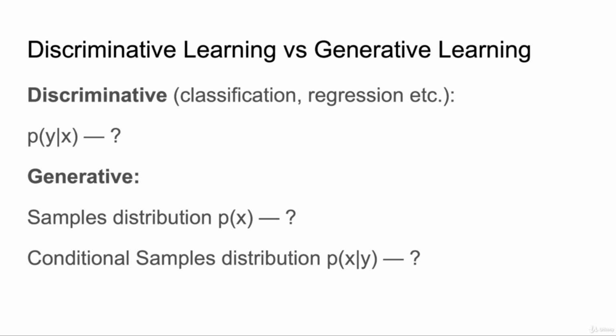In generative learning, usually we have a set of samples x, and our goal is to estimate the distribution P of x.